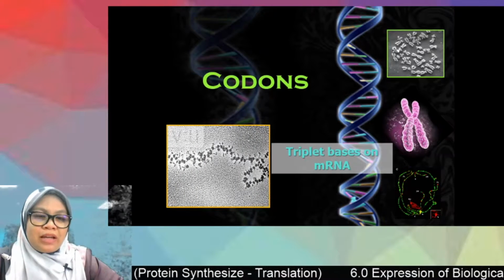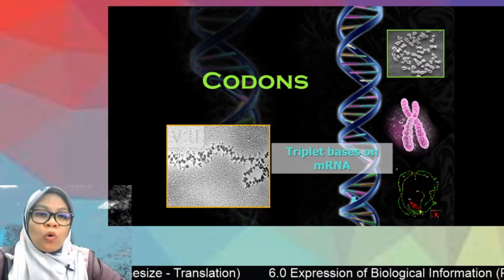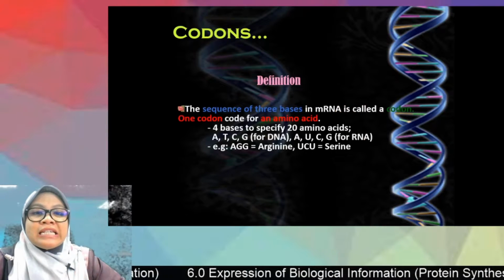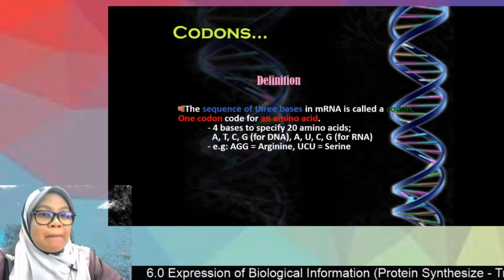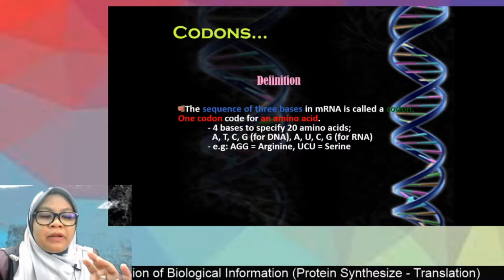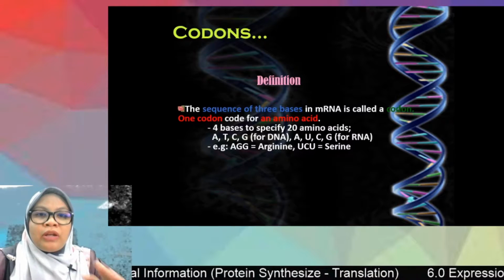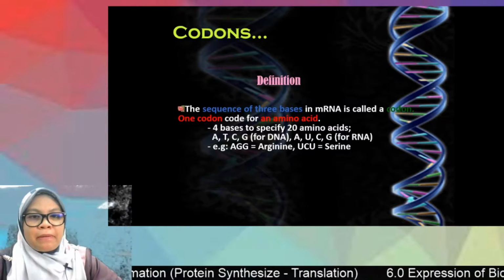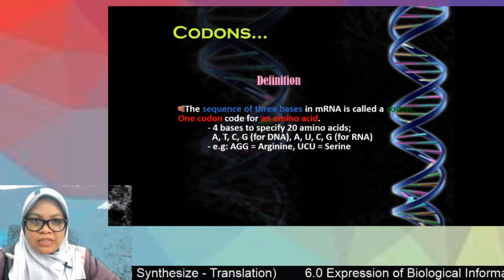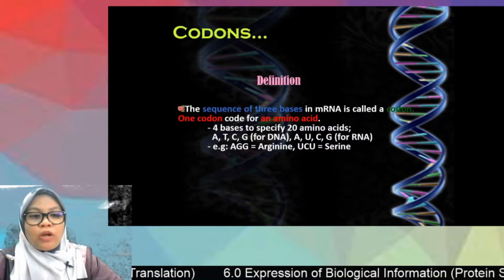So before we start, you need to know what is meant by codon. Basically, codon is a triplet base in the mRNA. Triplet bases in mRNA. We read the triplet base from 5' to 3'. Usually, we read the codon from 5' end to 3' end. And one codon is specific to one amino acid.